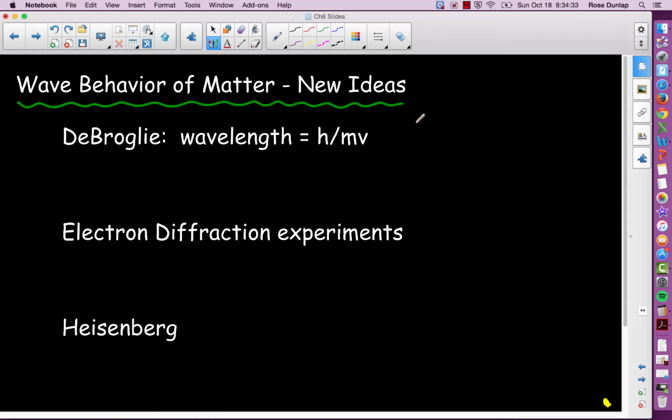AP Chemistry, and welcome to the wave behavior of matter. In the previous one, we talked about the wave nature of light. Originally, for a long time, it was believed that light was its own thing and behaved in its own way, and matter was its own separate thing.